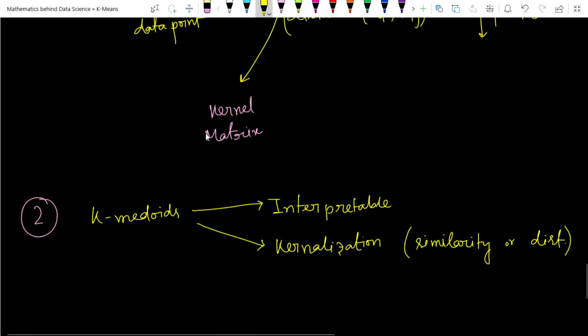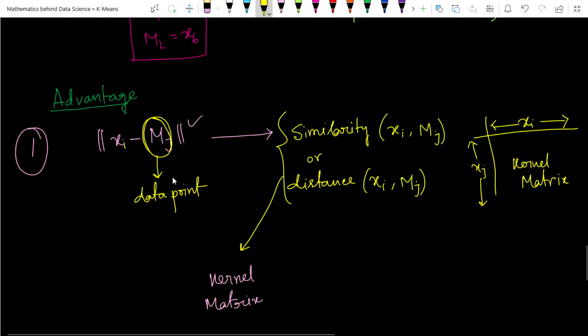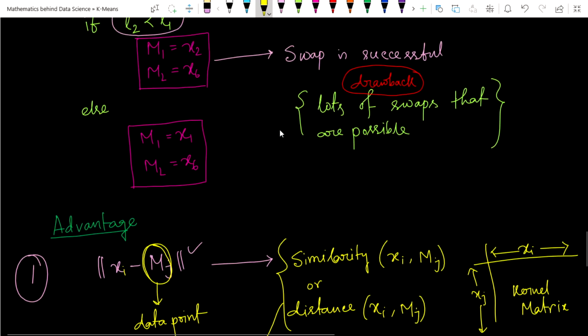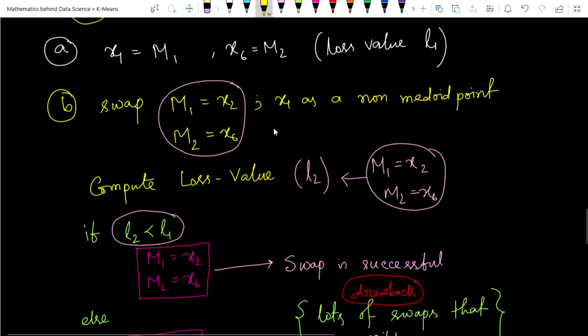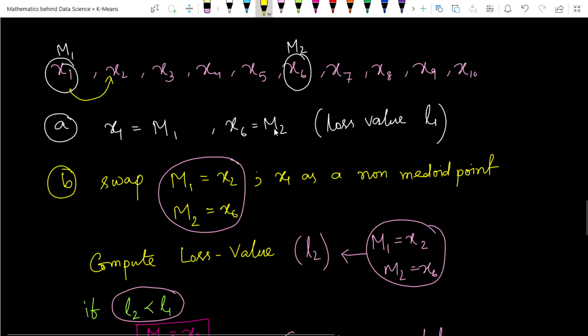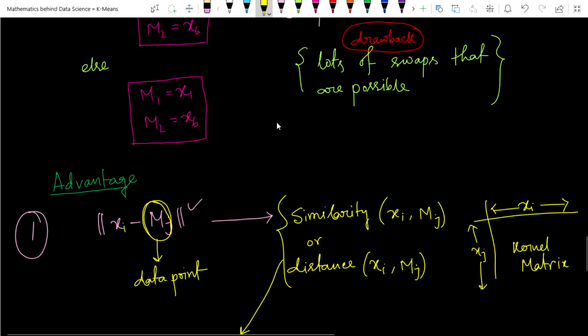Also there are some drawbacks. This is the main drawback of this algorithm, because a lot of swaps are possible here. If our data set is large, sometimes it's not possible to make a quick response model. There are some hacks to remove these drawbacks. We will learn these things in the next video.